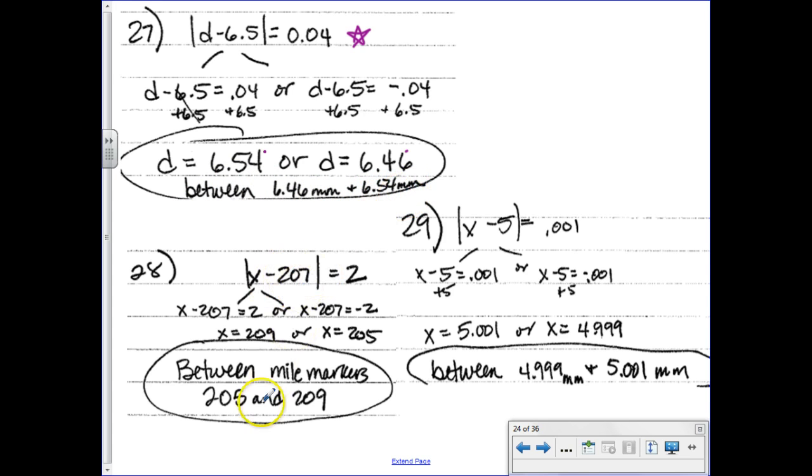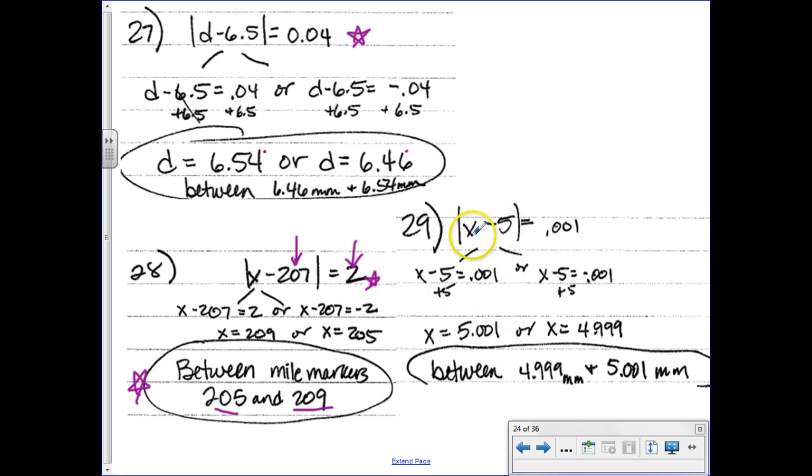28 was similar. They described you as being at mile marker 207, and you have a radio or walkie-talkie that has a 2-mile range. So where would your range of coverage on the walkie-talkie be? It's between mile marker 205 and 209. This part may be more intuitive. To translate it back algebraically, that's the challenge right here.